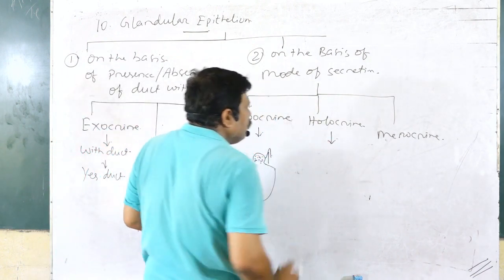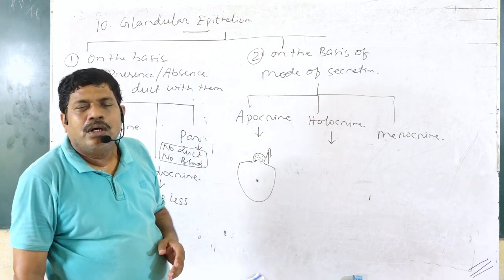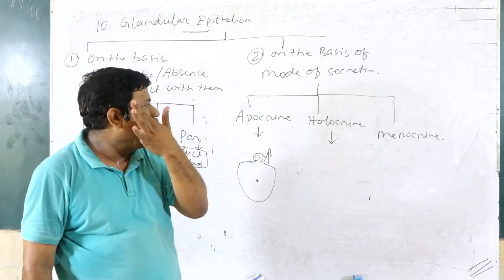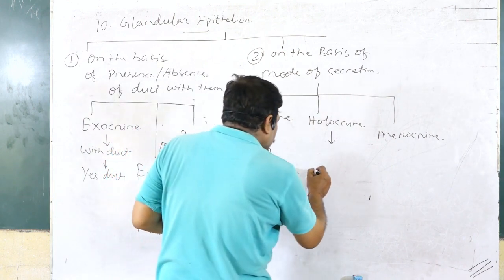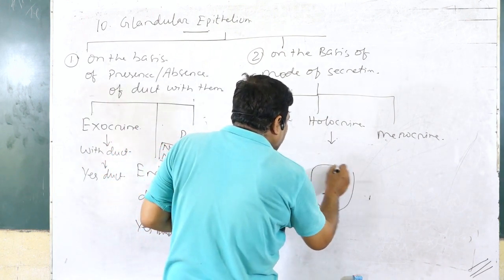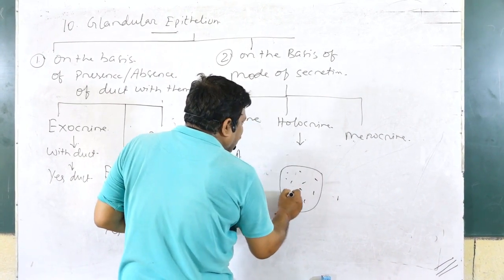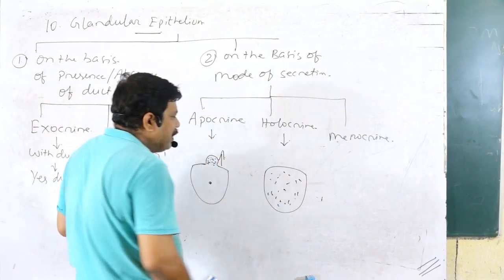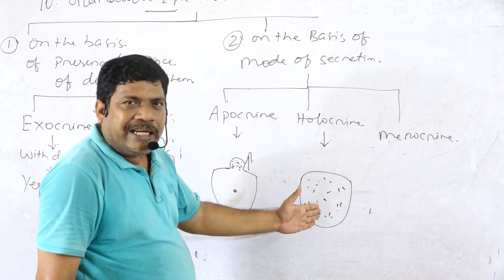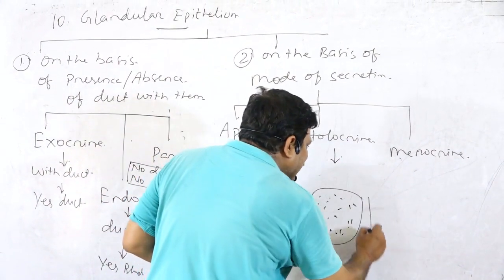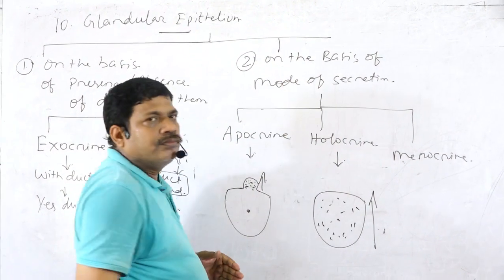Holocrine, your submaxillary gland, holocrine, this is one glandular cell. What that glandular epithelium secretes, the secretory substance along with the entire cell is secreted out.